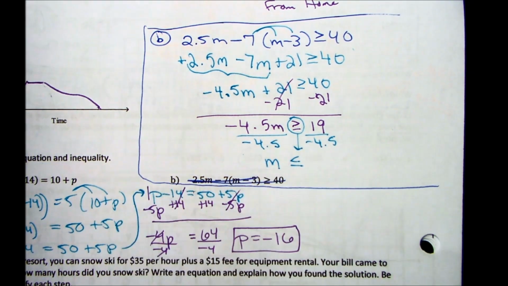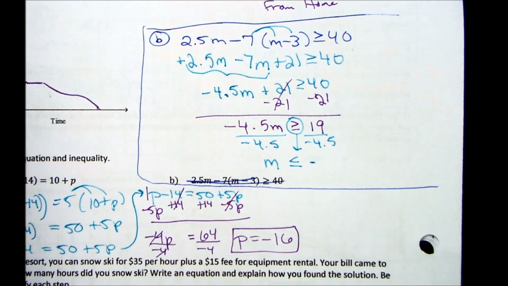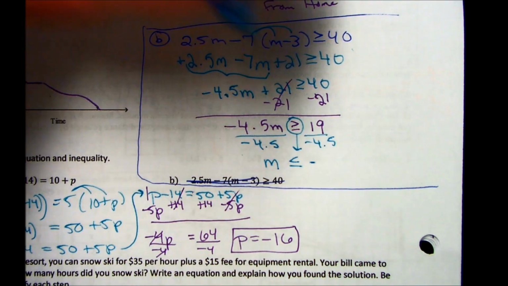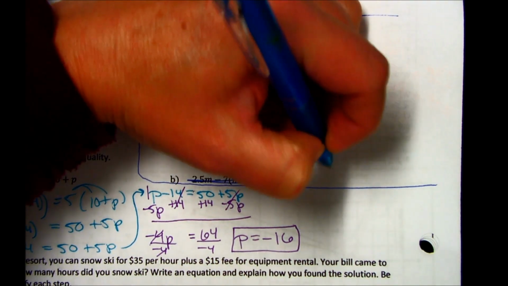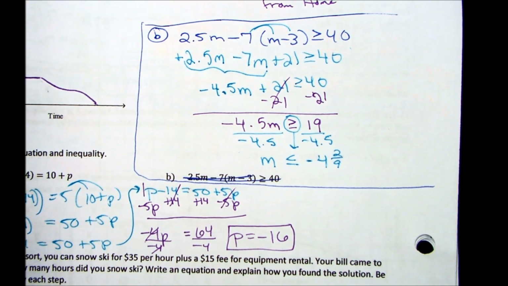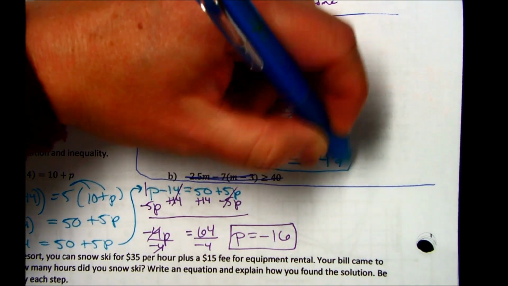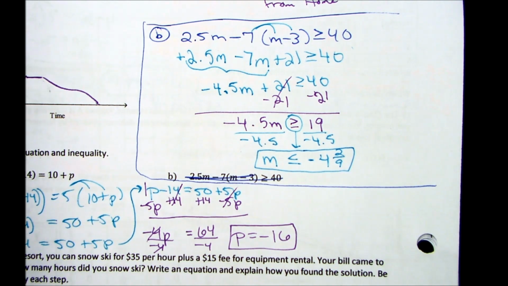All right, so then the 19 divided by the negative 4.5 will be a negative something. Let me plug that in my calculator. And I get 4.2 repeating, which would basically be 4 2/9, because 0.2 repeating is equal to 2/9. All right, so there is our answer for problem B.